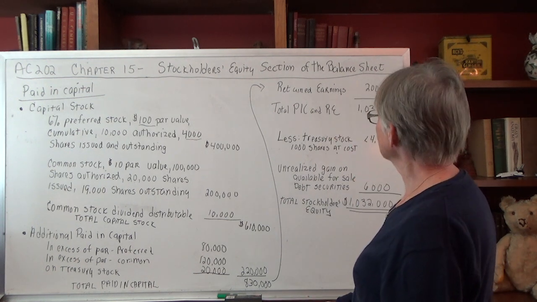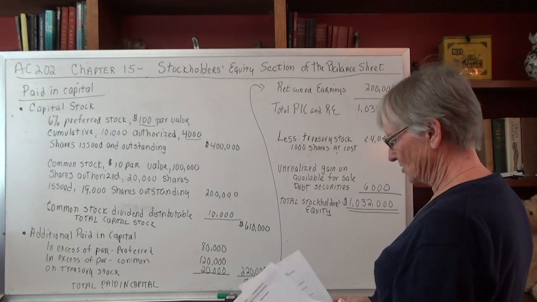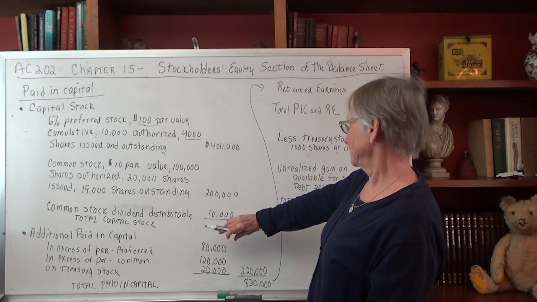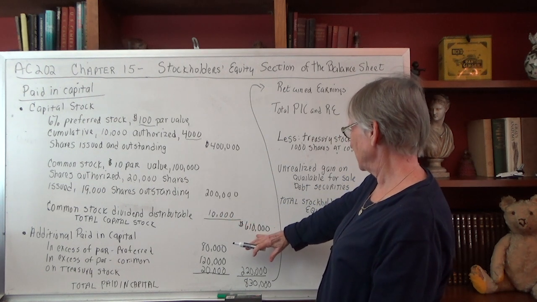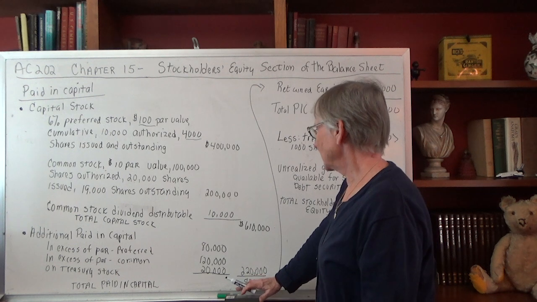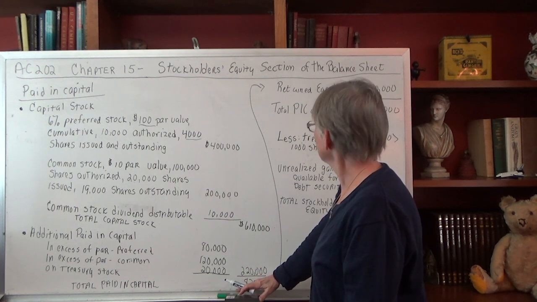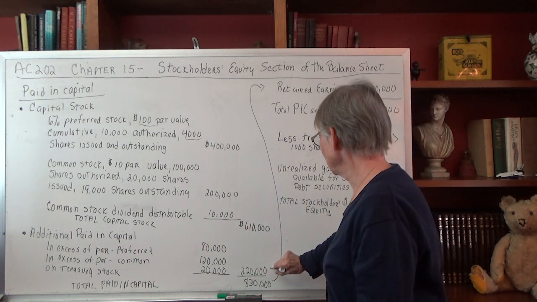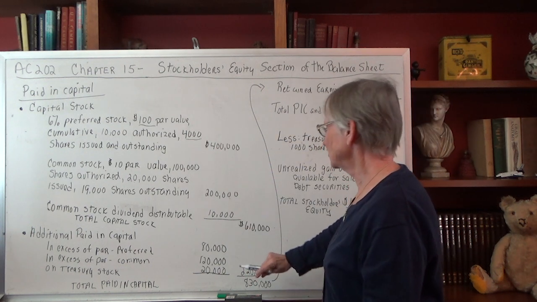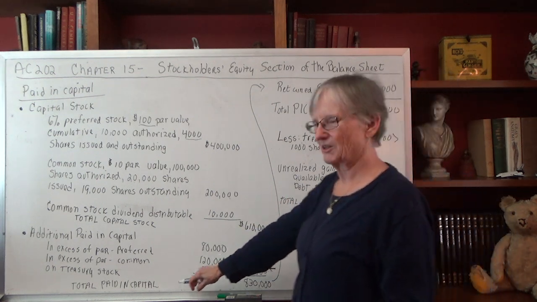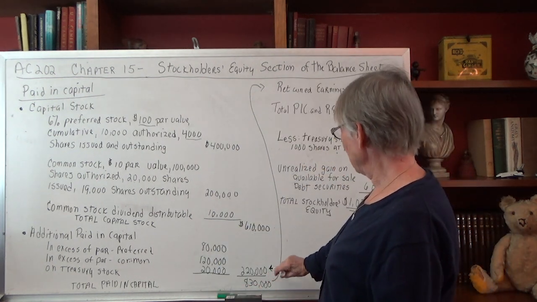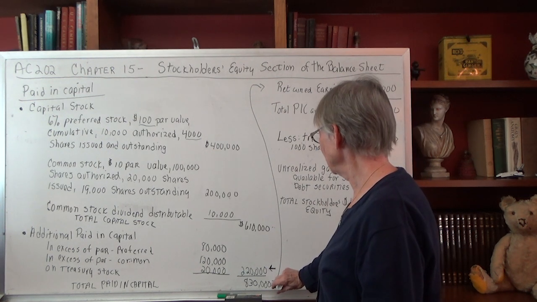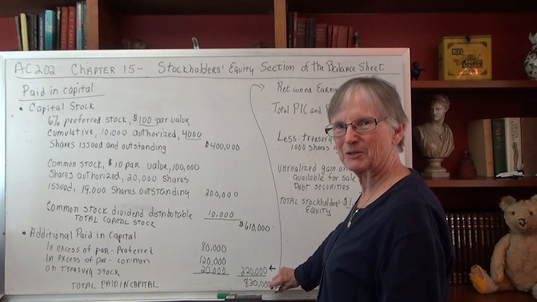Okay, so let's take a look at the rest of this here. We've got our total of the capital stock. This here is the total of the additional paid-in capital, and you can do a separate line for that if you want to. I was obviously out of room here, so this is your total additional paid-in capital. Here's your total capital stock, and so here's your total paid-in capital, your total invested capital altogether.